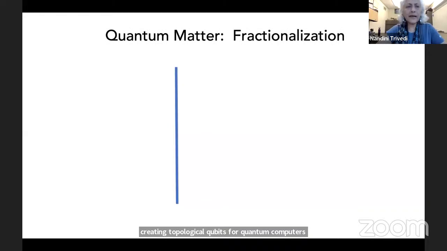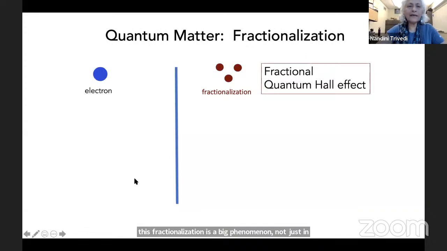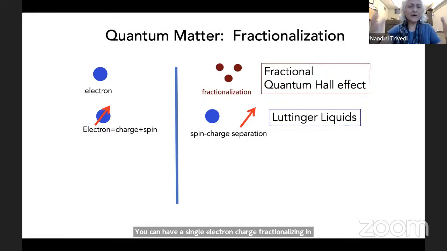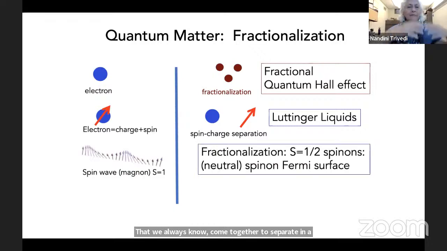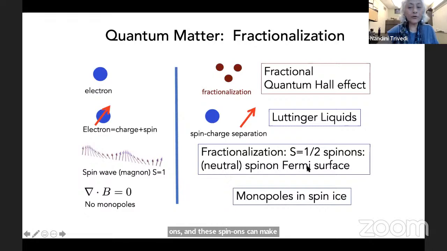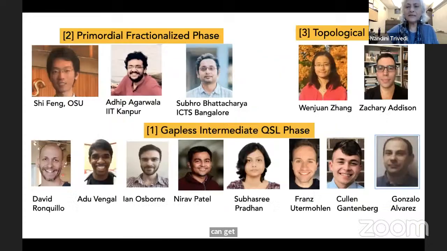At the very end, I'll just take 1 minute to say that this fractionalization is a big phenomenon, not just in this one model or one material. You can have a single electron charge fractionalizing in the fractional quantum Hall effect. These are all the wow moments. You can have an electron, whose spin and charge we always know come together, separate in a Luttinger liquid. You can have magnons, which are spin 1 bosonic excitations, fractionalize into spin-half neutral spinons, and these spinons can make Fermi surfaces. And you can get monopoles, which never exist in vacuum, but you can get monopoles in pyrochlore spin ices. So with that, let me end.